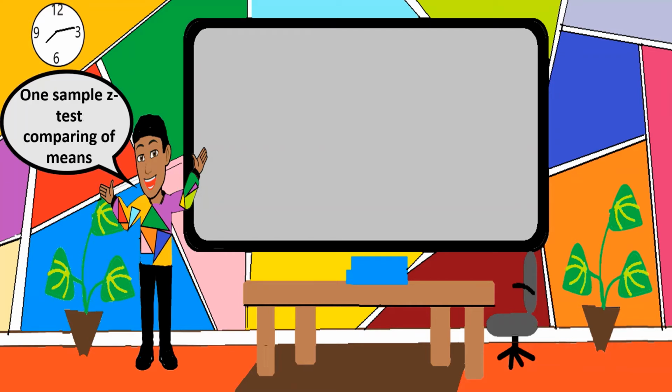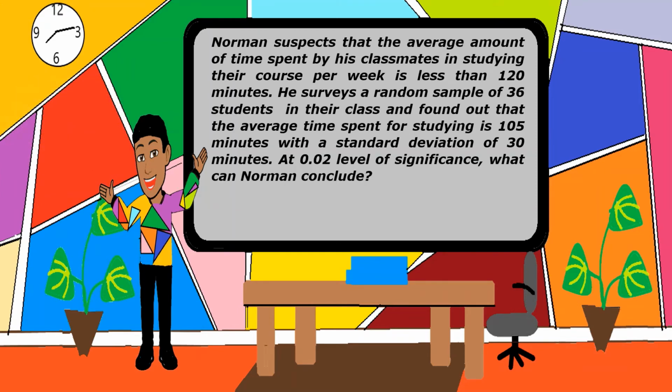Our second example of one sample z-test comparing of means. Norman suspects that the average amount of time spent by his classmates in studying their course per week is less than 120 minutes. He surveys a random sample of 36 students in their class and found out that the average time spent for studying is 105 minutes with a standard deviation of 30 minutes. At 0.02 level of significance, what can Norman conclude?